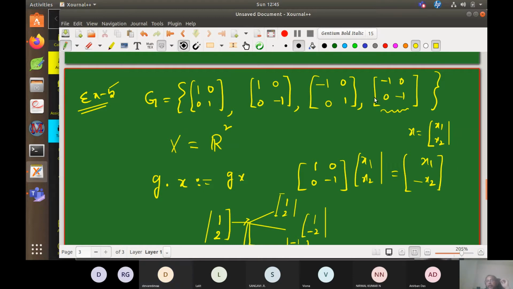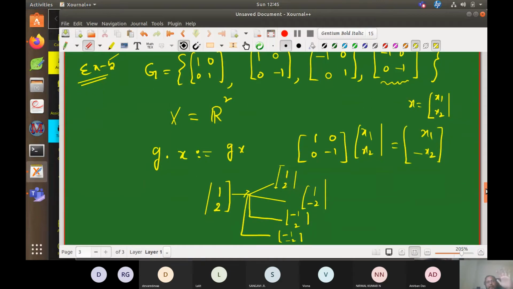Actually, these are square roots of unity. It means x square minus 1. So that's why I again show you the first example, example 1. So later you can generalize that 3 by 3 representation for other groups. We'll not go into that at this time.